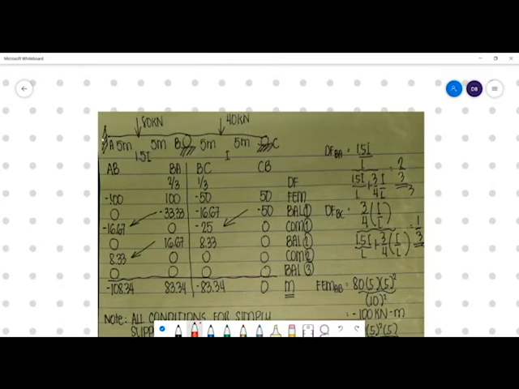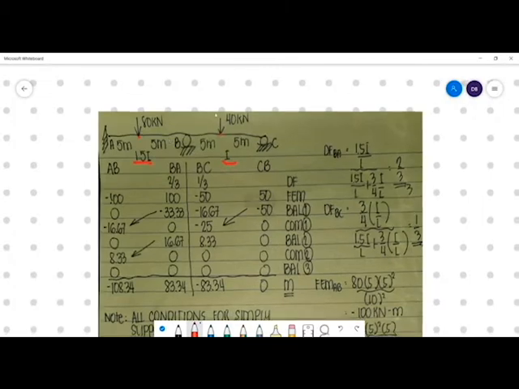All spans have the same length, 10 meters, and are acted on by a concentrated load of 80 kilonewton at the middle of span AB, and a 40 kilonewton concentrated load at the middle of span BC, and we have 1.5 I and I on span AB and span BC respectively. E is assumed to be constant. So we determine all the end moments.